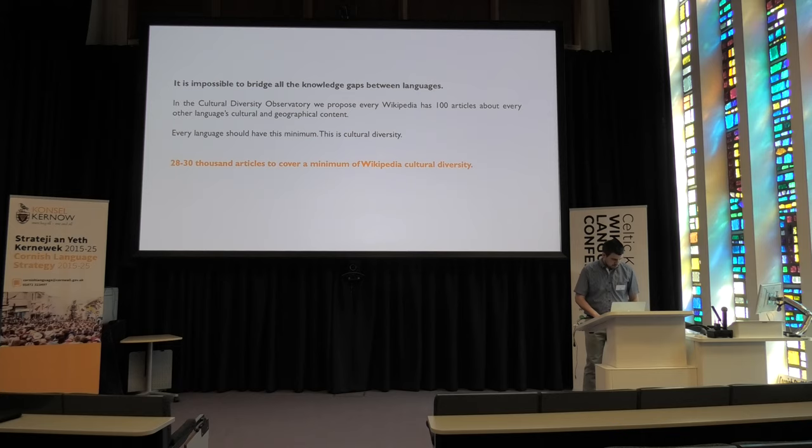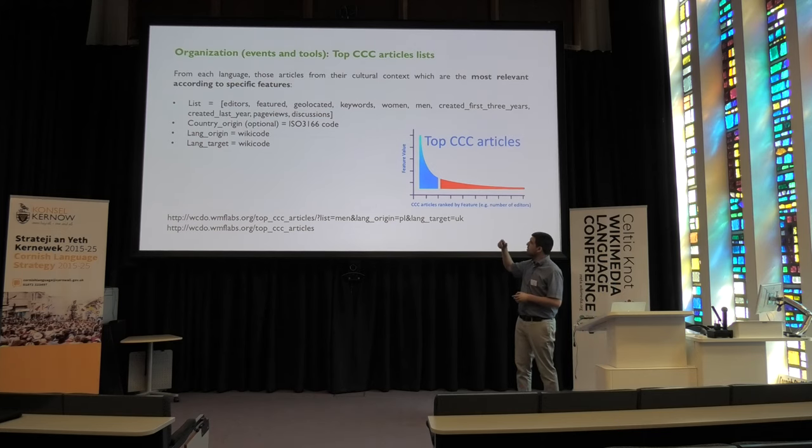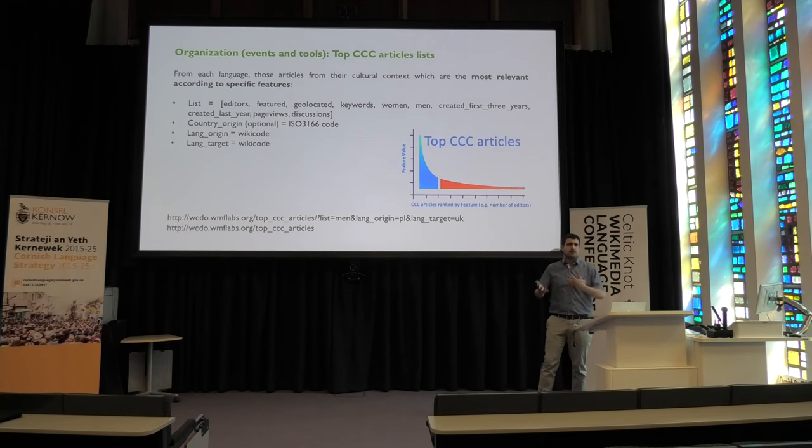So in order to stimulate to reach this goal, I started sorting the data, sorting each CCC, and I created some list of articles. And these are the top CCC articles, which is a list of top priority articles in a way similar to vital articles, but inside CCC. I use different features like the number of editors, the number of page views, the number of discussions, in order to discriminate among them, in its relevance in a way, to find really relevant articles.